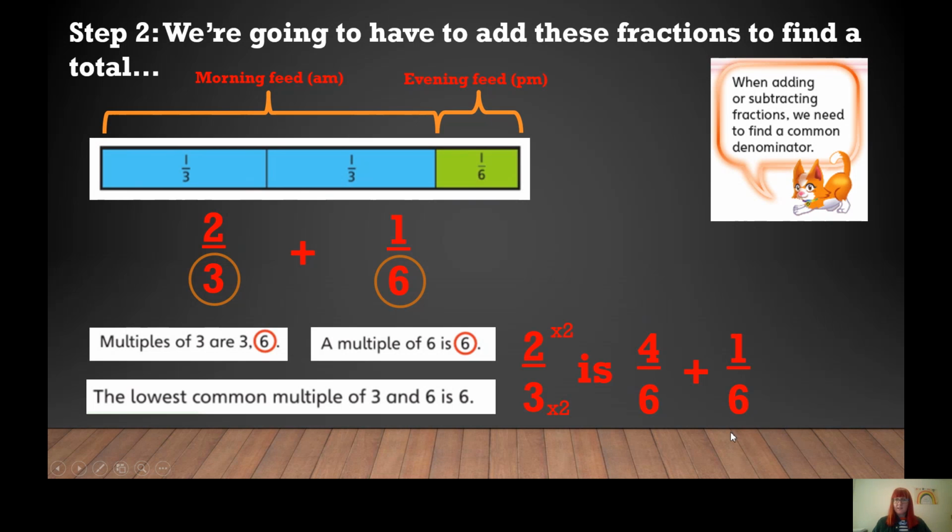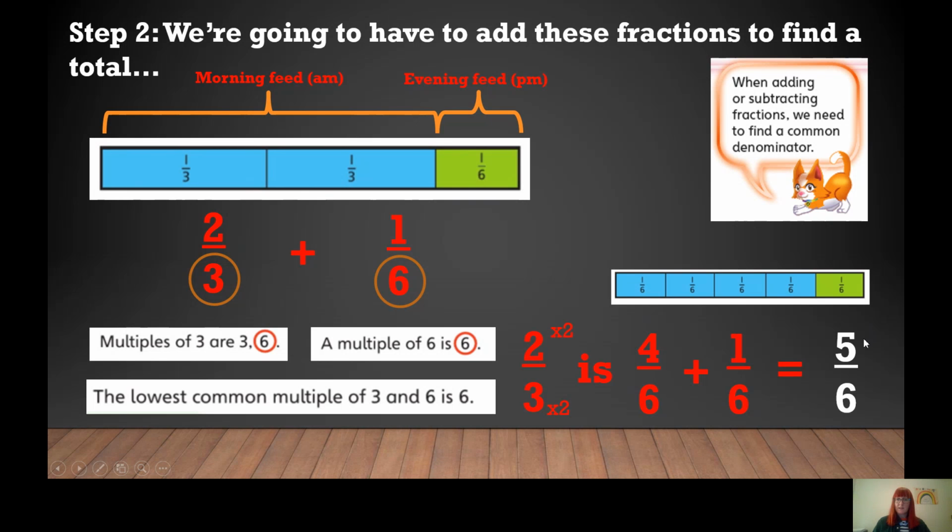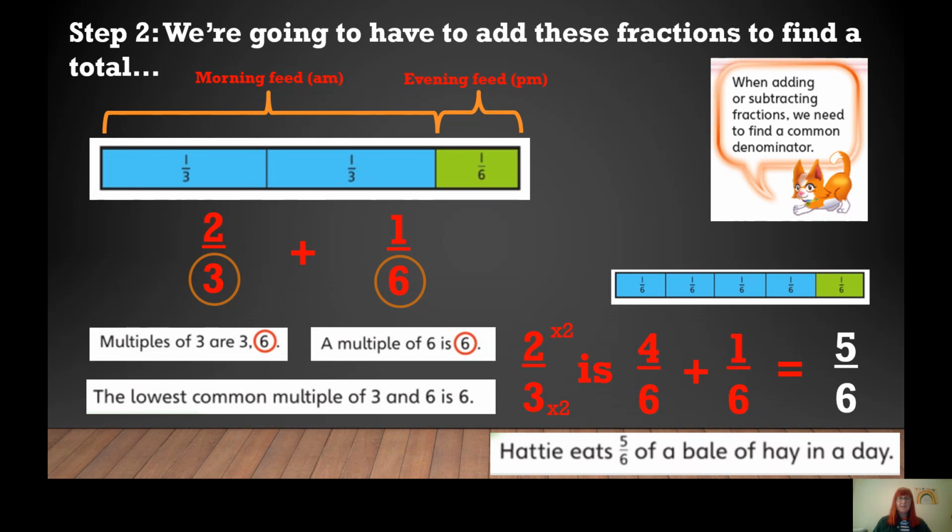Now all we need to do is to simply add the numerators together because we've got 1/6, 2/6, 3/6, 4/6 added to 1/6 gives us a total of 1, 2, 3, 4, 5/6. So 4/6 add 1/6 is 5/6. So Hattie eats 5/6 of a bale of hay in the day. Okay.